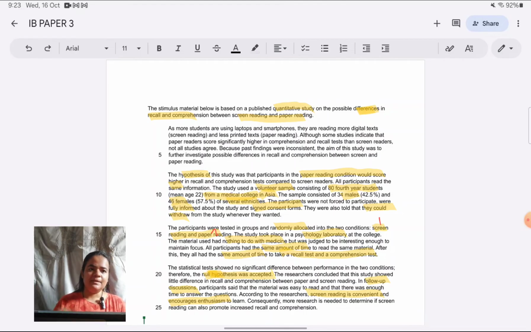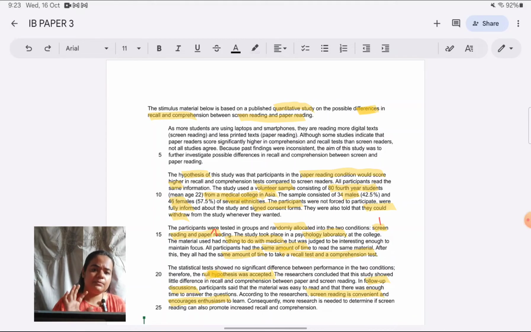So, to summarize the whole paragraph in my words, what I have understood is they've compared two conditions, screen reading and paper reading, for two dependent variables, two behaviors they were interested in: recall and comprehension. They were expecting to find that paper reading would be more meritorious, and to finally answer past studies which have been inconclusive, but that is not what they were able to find.